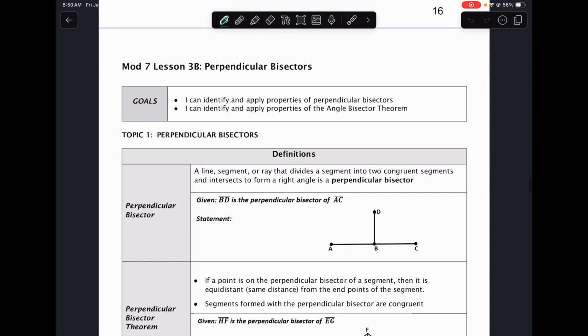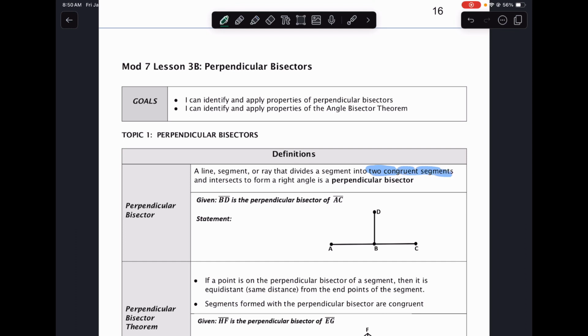Hi, Math 2 students. Today we're going to talk about perpendicular bisectors. A perpendicular bisector is a line, segment, or ray that divides a segment into two congruent segments. That comes from the bisector part, right? The two congruent segments. And it intersects to form a right angle.